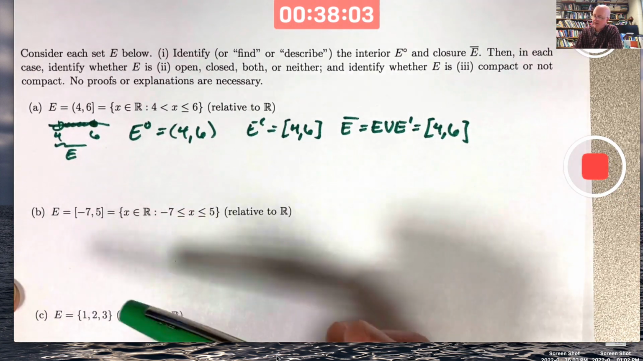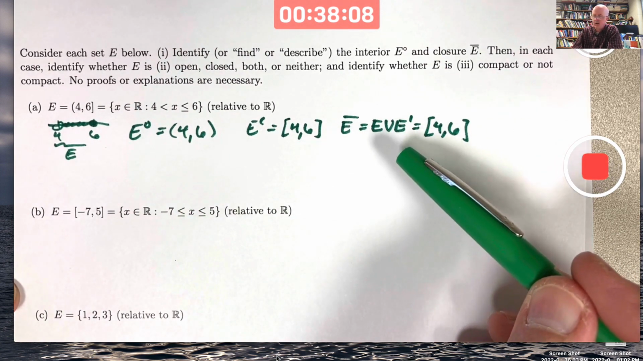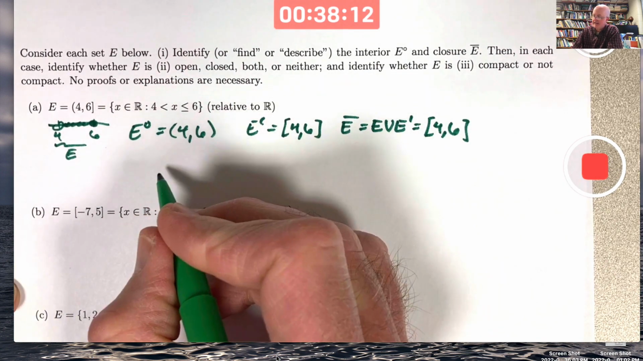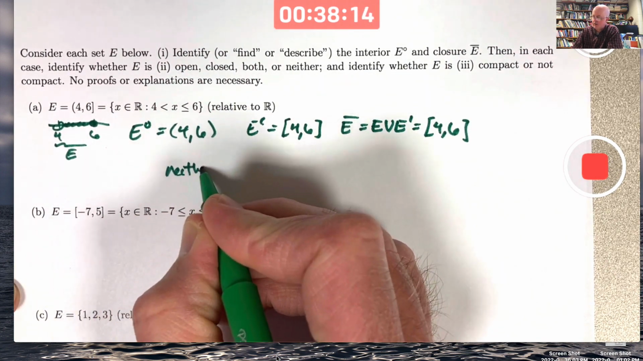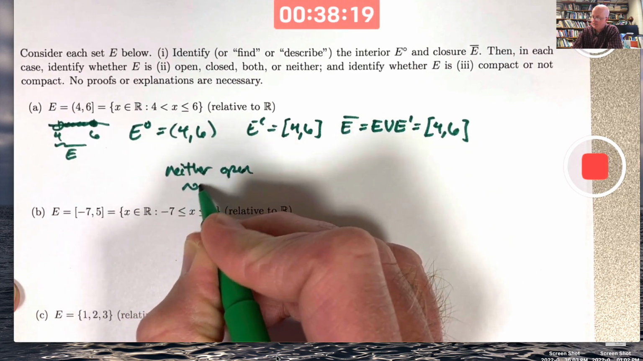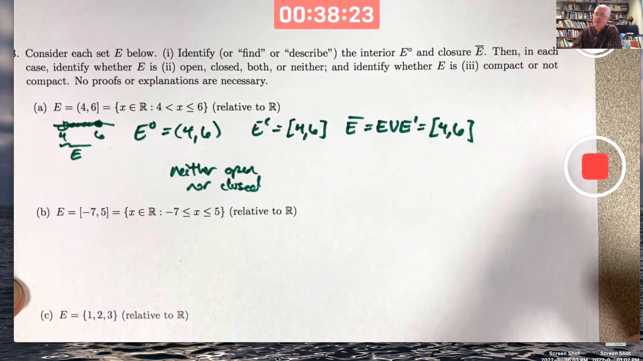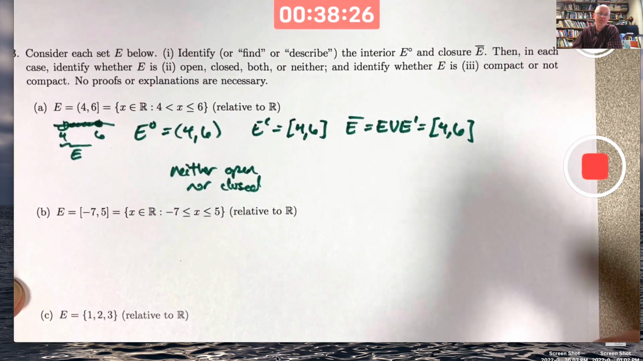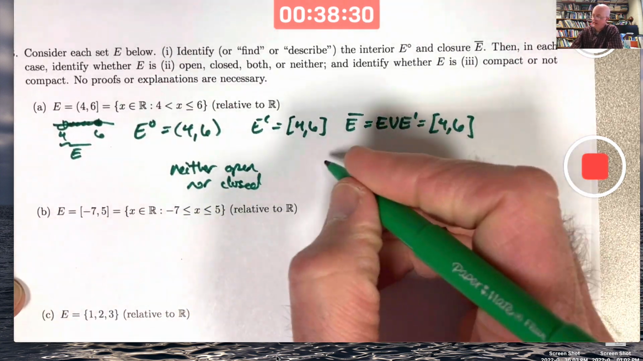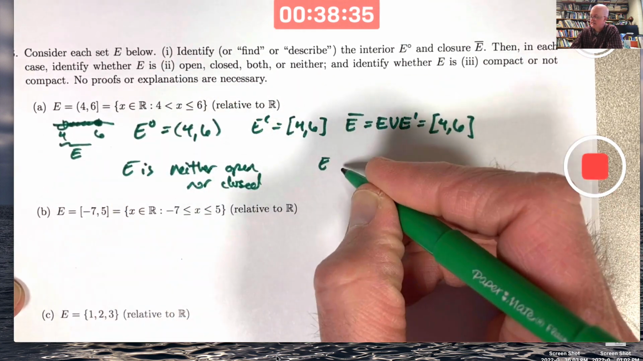E is going to be open if it equals its interior. It doesn't, so it's not open. It'll be closed if it equals its closure. It doesn't, so it's not closed. E is neither open nor closed. Is it compact or not? Well, it's not closed. By the Heine-Borel theorem, that means it's not compact. It is bounded, but it's not closed. E is not compact. E is neither open nor closed. E is not compact.